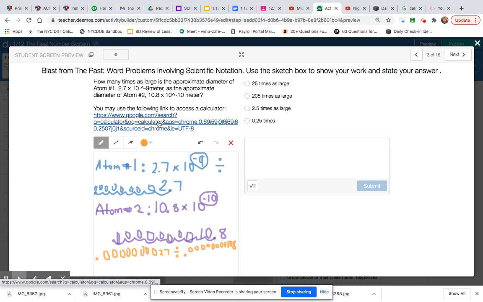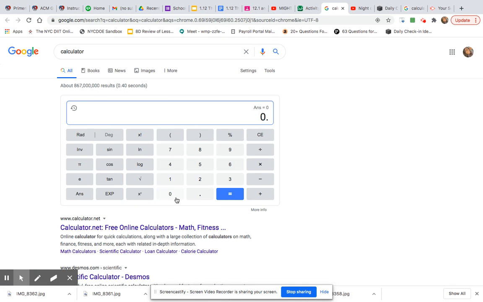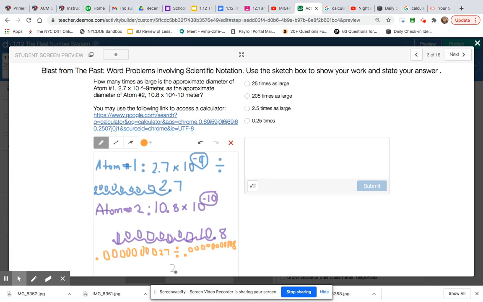Use the calculator. I provided you with the following link in order to use the calculator. So we're just going to plug in those numbers, divided by. When you do that, your answer is 2.5. So this is equal to 2.5.